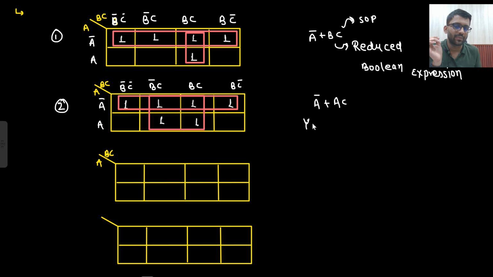So what will be your reduced expression? Although I can see it would be A bar plus C only, but let's solve it from the K-map. So in this particular quad, what is constant? Only A bar. And in this particular quad, what is constant? Only C, because A is changing and B is also changing. So A bar plus C. So this is the reduced Boolean expression. Okay, let's solve the next one.